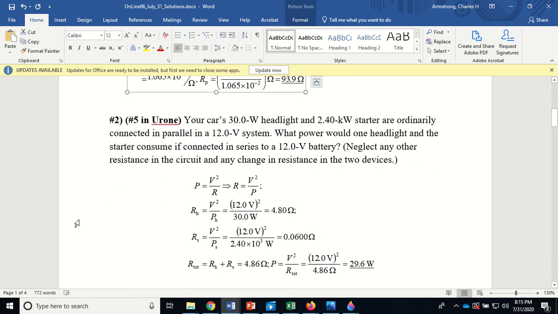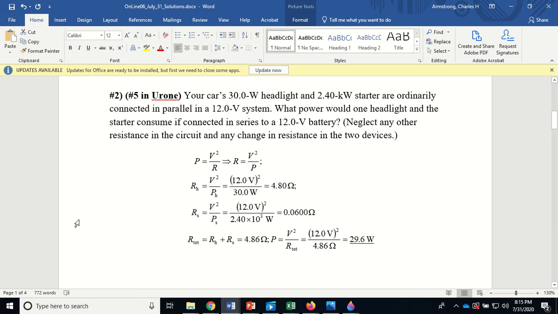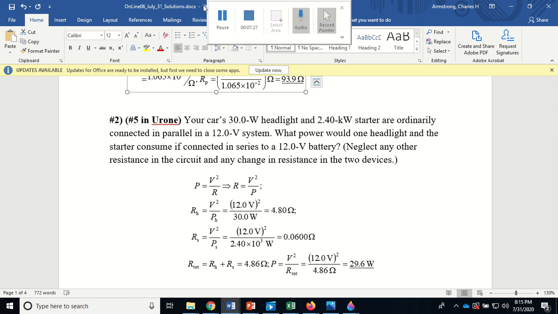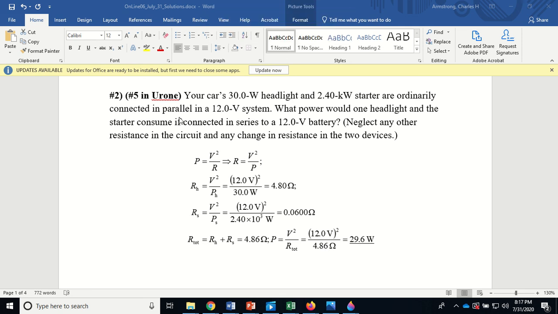So you're ready to do this one yet? This one doesn't seem like it belongs here. Wait, let me look at this. Okay, yeah, this is just a series problem, just a little bit more complicated. Your car's 30 watt headlight and 2.4 kilowatt starter are ordinarily connected in parallel in a 12 volt system. What power would one headlight and one starter consume if connected in series to a 12 volt battery? Neglect any other resistance in the circuit.